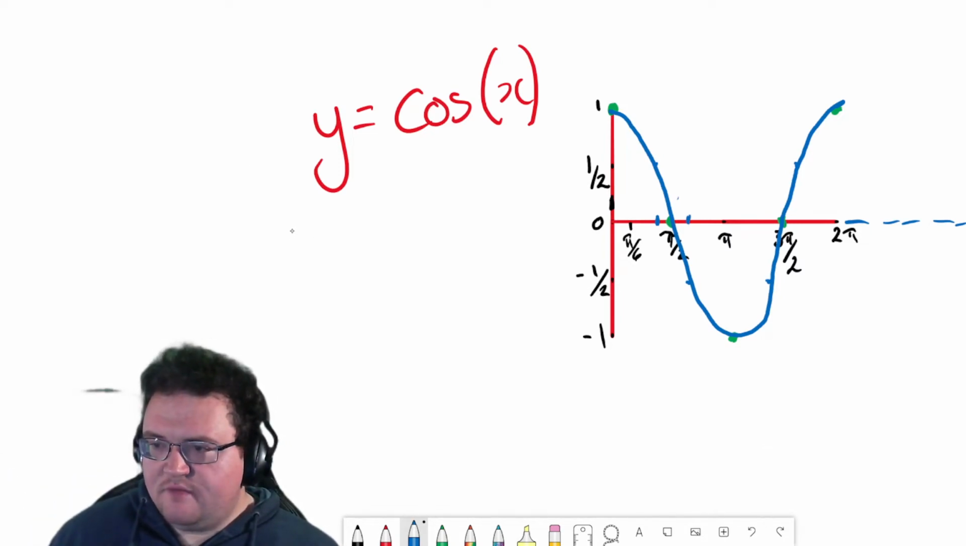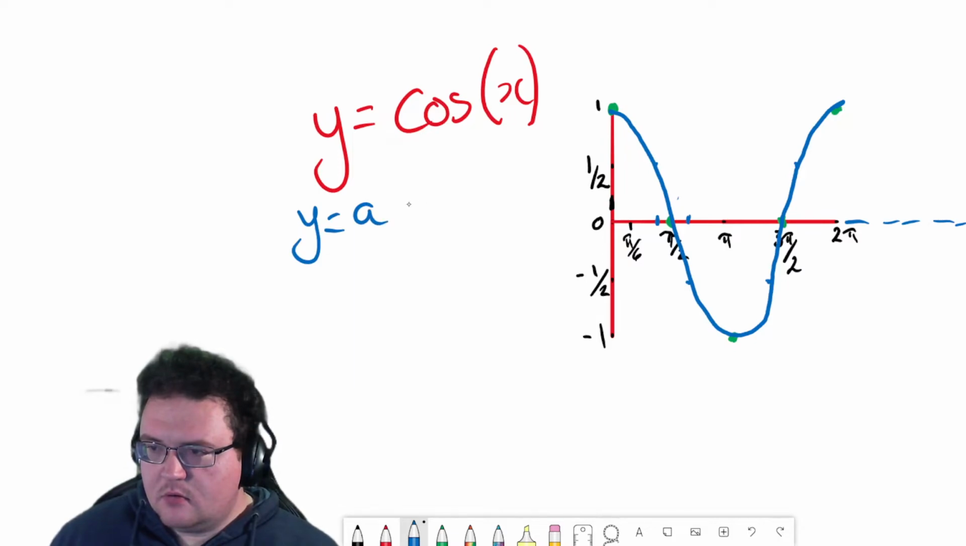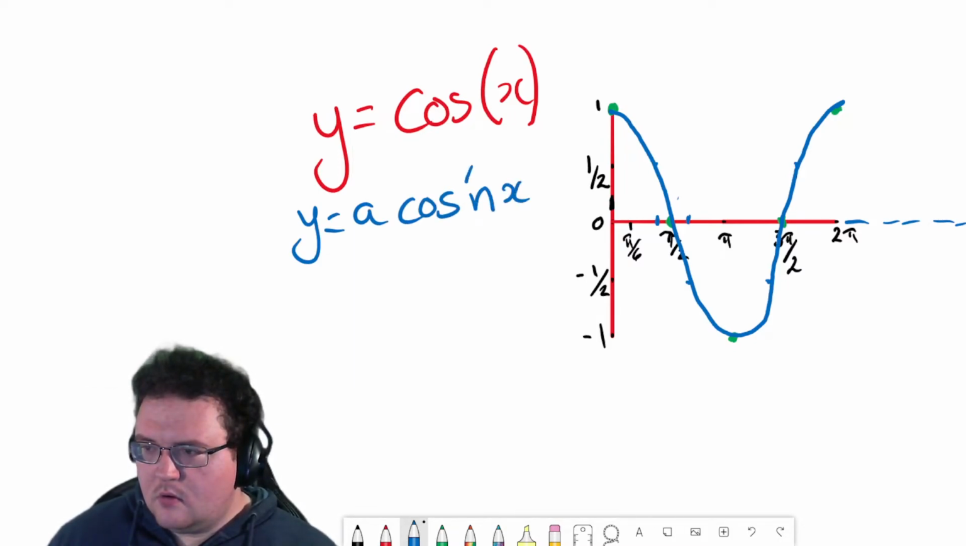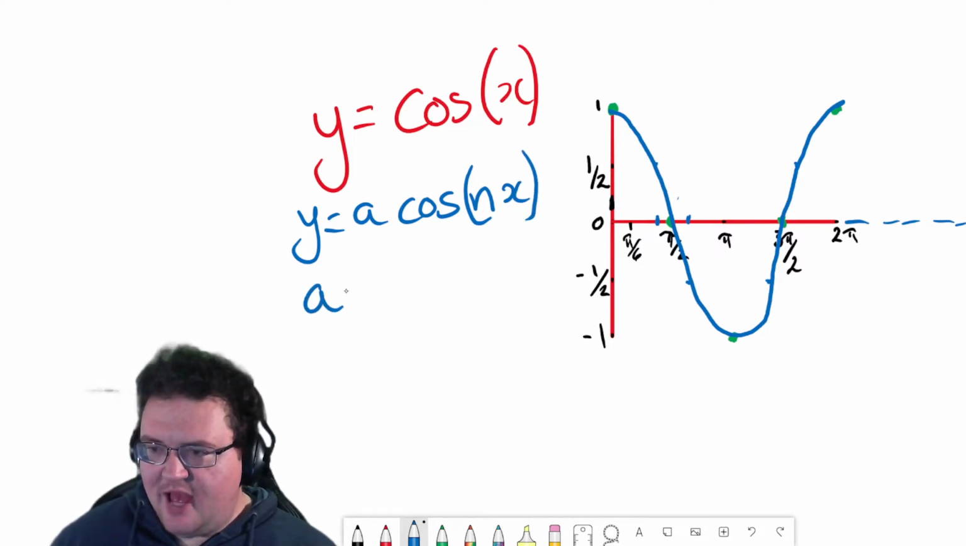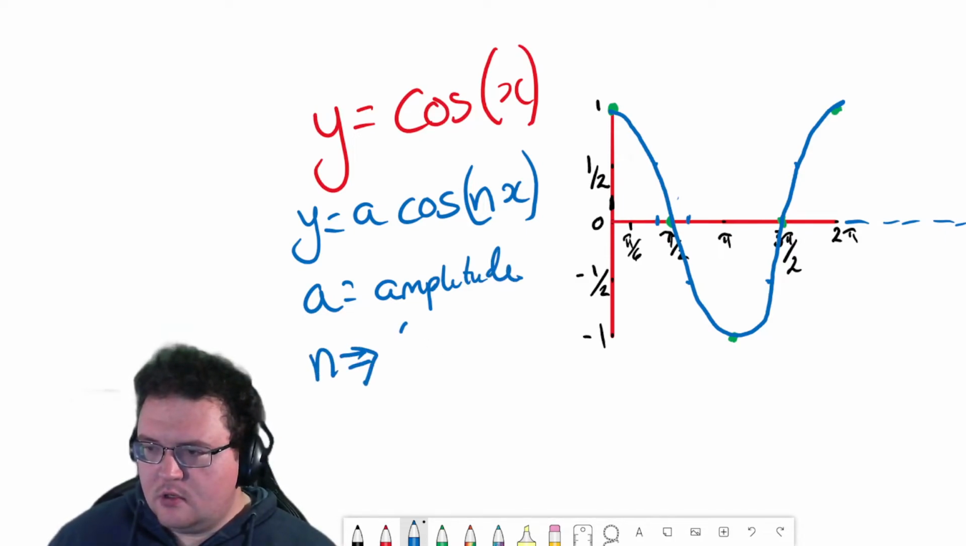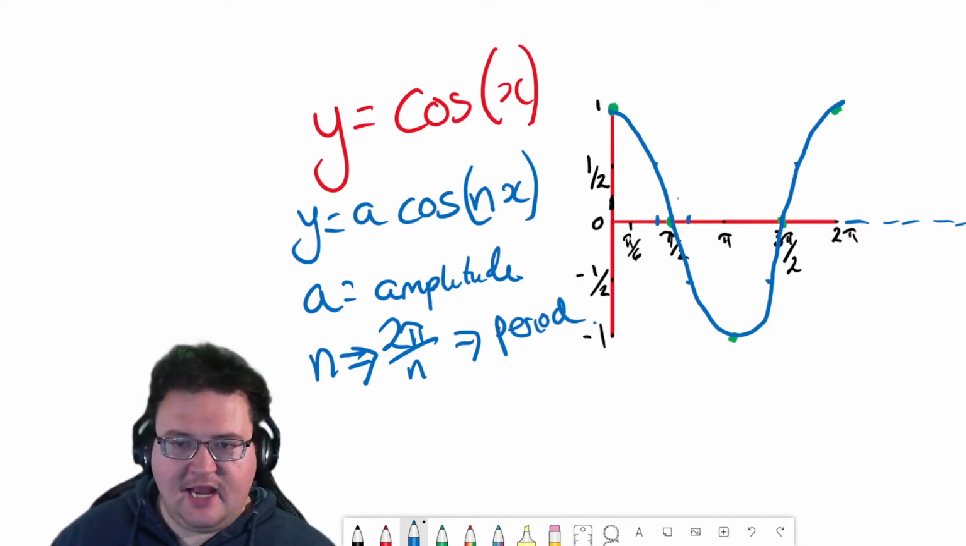The rules for it are exactly the same. a is the amplitude, and n goes into this formula here, and that tells you the period. Again, how long it takes for the graph to repeat itself.